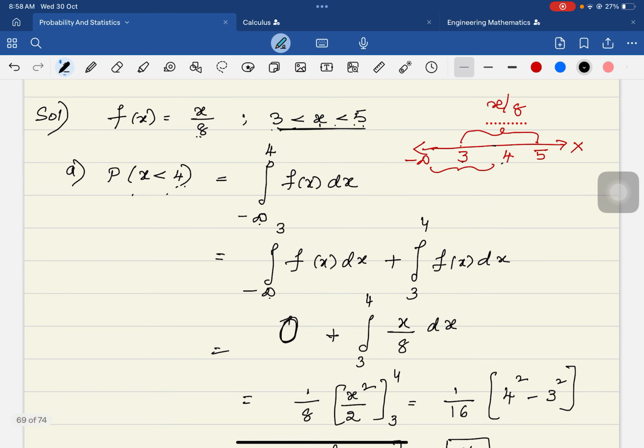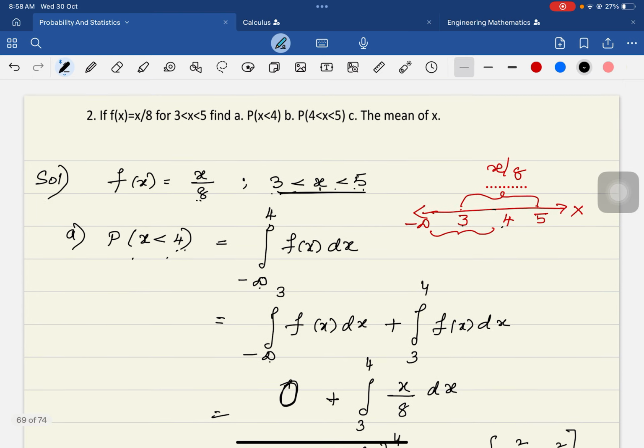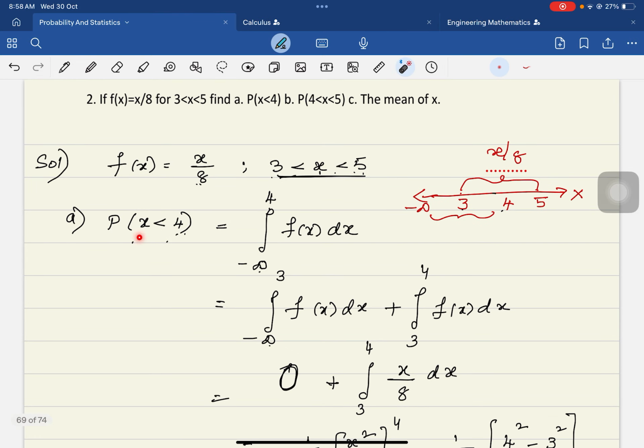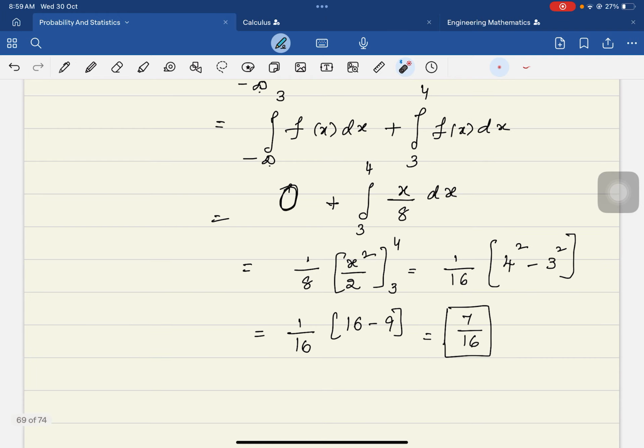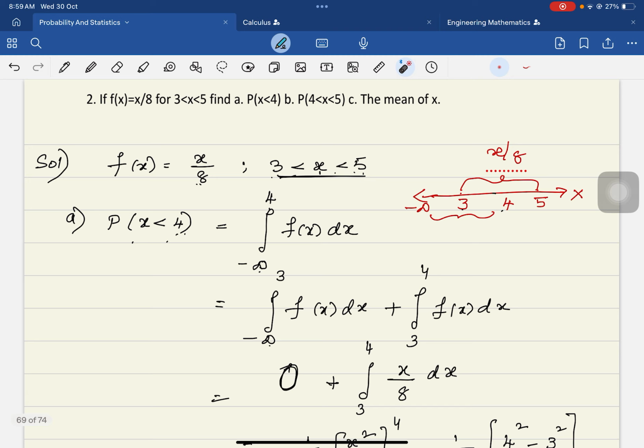Even though the function value is defined from 4 to 5, he has asked very clearly for less than 4. Less than 4 means minus infinity to 4 you have to take, and from minus infinity to 3 the function value is 0. From 3 to 4 the value of the function is x over 8. So from 3 to 4 only you substitute the limits, and this value gives you 7 over 16. I hope it is clear to all of you.